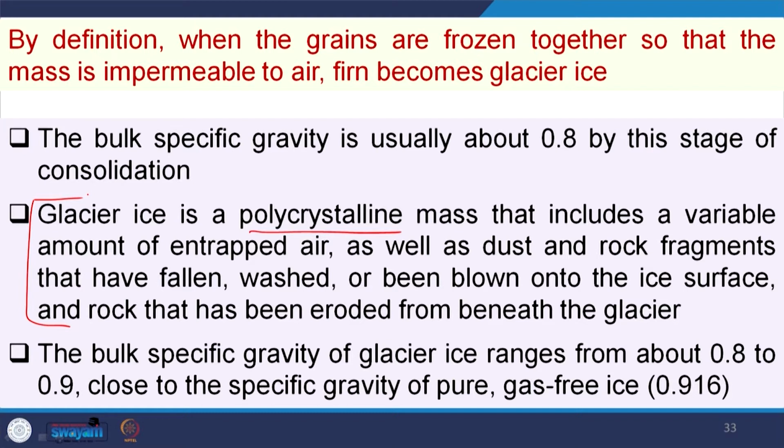Or it has fallen from the sides, from the enclosed mountain system, enclosed valley. So, all together, that means glacier. Glacier is a mixture of all those things, the whole system that moves from one place to another. The bulk specific gravity of glacier ice ranges from 0.8 to 0.9, close to the specific gravity of pure gas free ice, which is about 0.916. But still it is lighter than water, so it floats on the water.